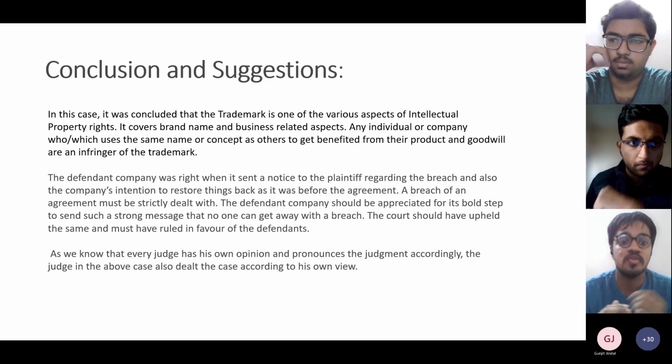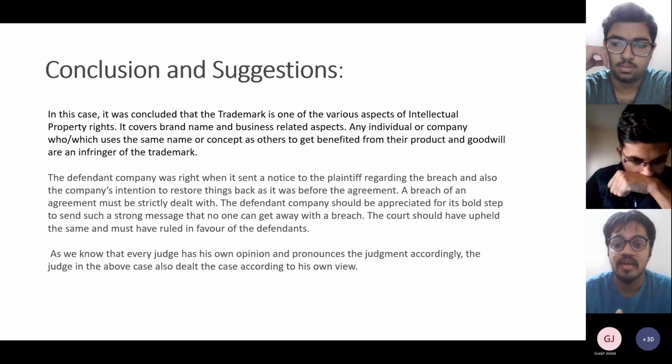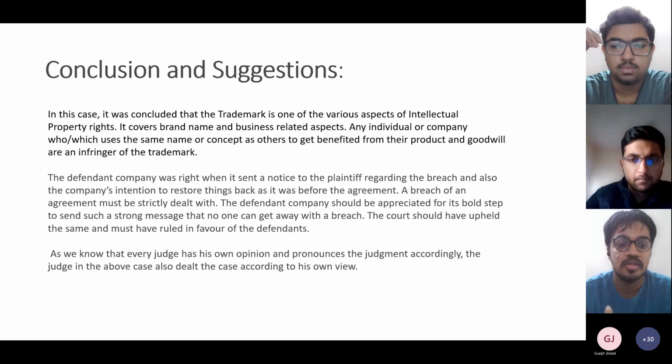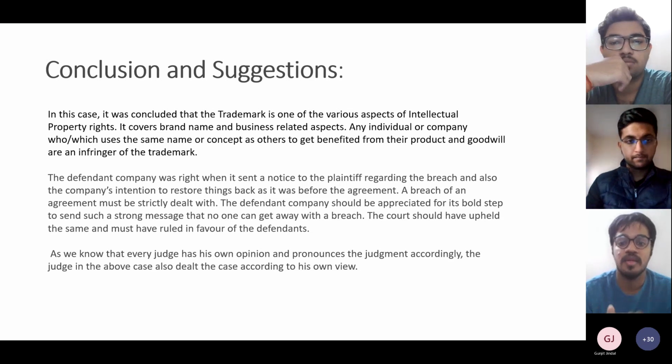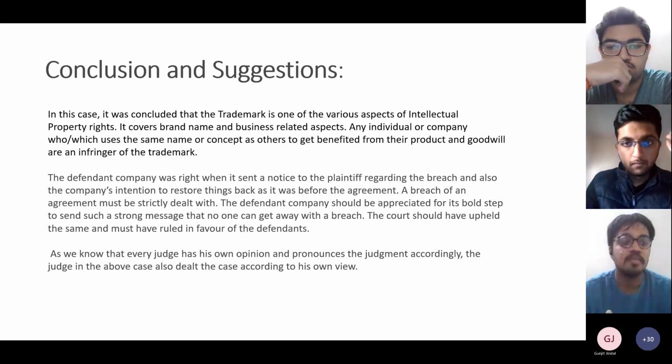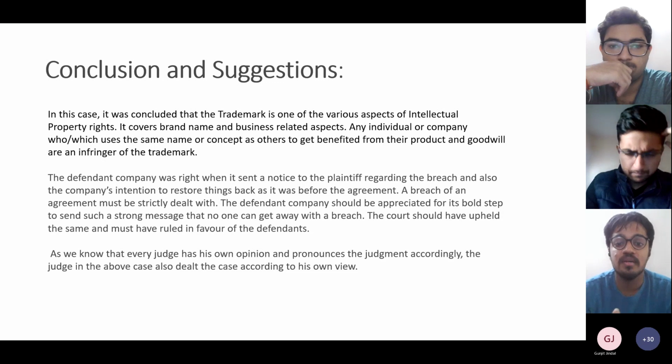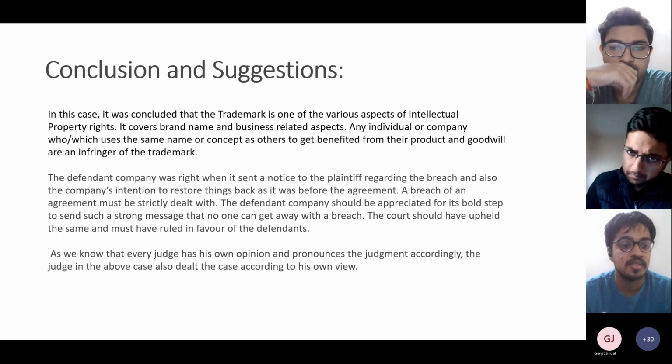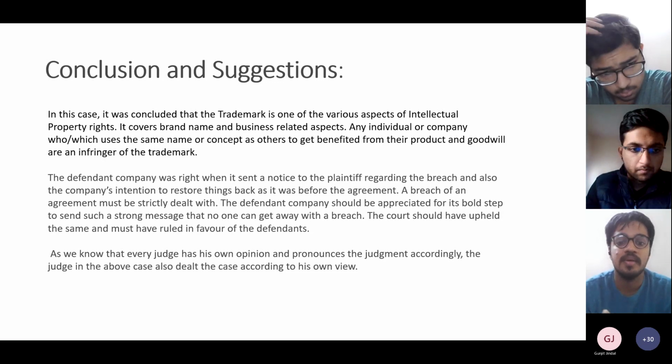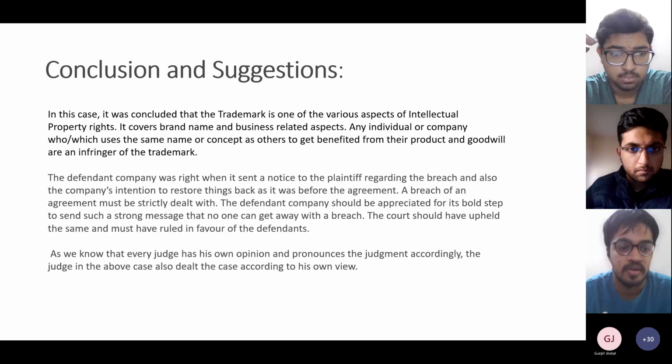The defendant company was right when it sent a notice to the plaintiff regarding the breach and also the company's intention to restore things back as it was before the agreement. A breach of an agreement must be strictly dealt with. The defendant company should be appreciated for such a strong step that no one can be held with a breach. The court should have upheld the same and must have ruled in favor of the defendants.